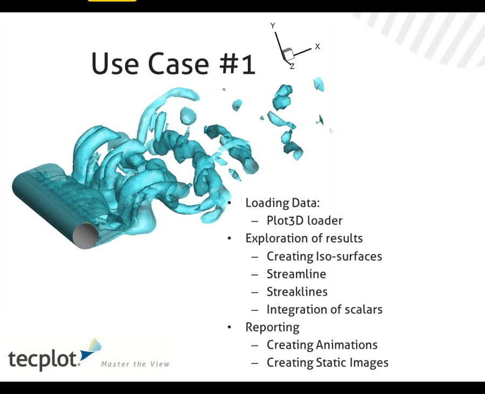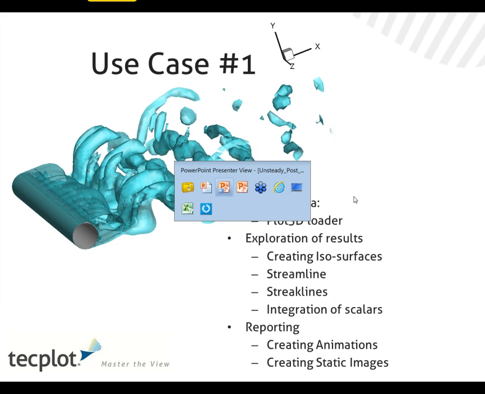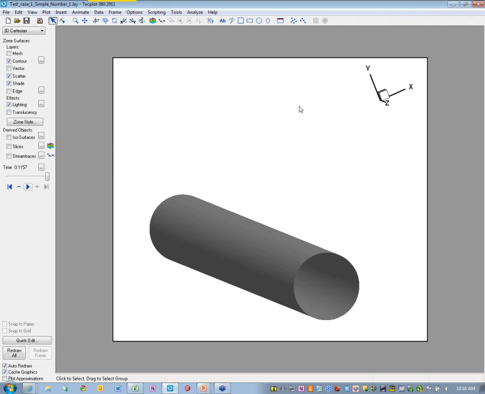We'll talk about some strategies for quantitative and qualitative analysis, starting with simple exploration of the results over time. We'll talk about streamlines, streaklines, integrations of scalars, and then we'll talk about how you best report on the information. So with that, I'm going to drop into Tecplot 360 2011 R1.